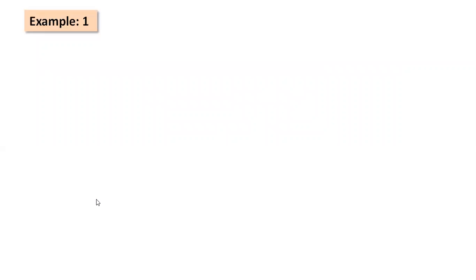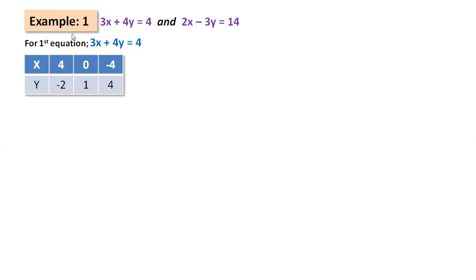Look at this first example. 3x plus 4y equals 4 and 2x minus 3y equals 14. Here, for the first equation, 3x plus 4y equals 4, look at these upper values: 4, 0, minus 4, and 1. You can put these values in this equation so that it will give whole numbers, okay, and it will be easier to plot them on the graph paper.